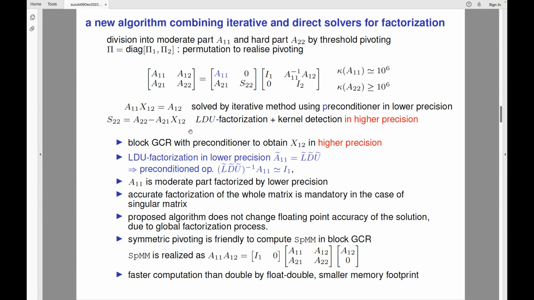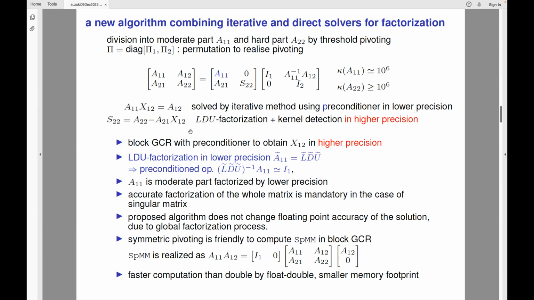This is the idea. And also the symmetric pivoting is good for fitting this framework because in the closed subspace method, we have to compute a sparse matrix times some sparse matrices. So this is very easy to operate if the pivot is symmetric. I can just replace some part as 0. The test function and the unknown function share the same group of indices, so it is very easy to manipulate with this kind of symmetric pivoting.